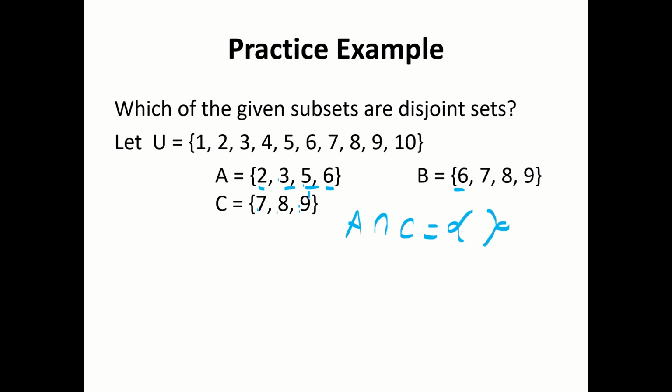And then, how about B and C? No 6, but there is 7. So that means B and C are not disjoint sets because they have something in common when you try to find the intersection. So our answer is sets A and C are disjoint sets.